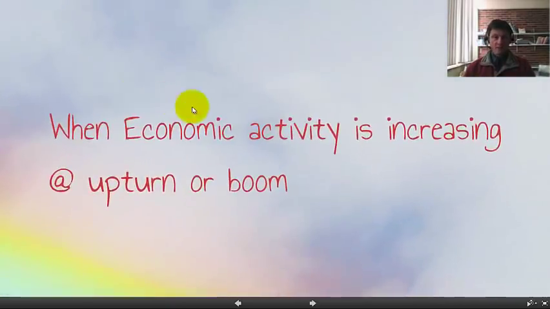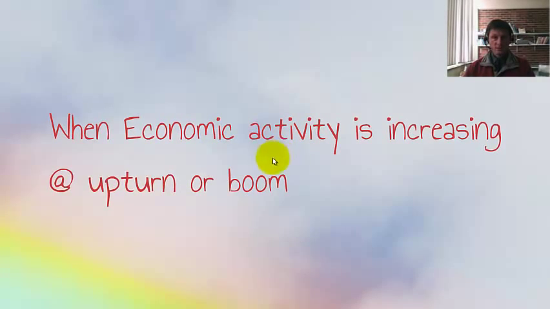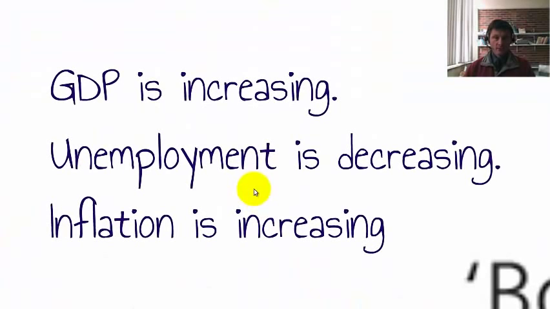On the other end of the scale, when economic activity is increasing, we're in an upturn or indeed a boom, we have the opposite occurring. GDP is increasing, which is good. Unemployment is decreasing, which is good. But inflation is increasing. So that is an economic problem which the government will try and solve.